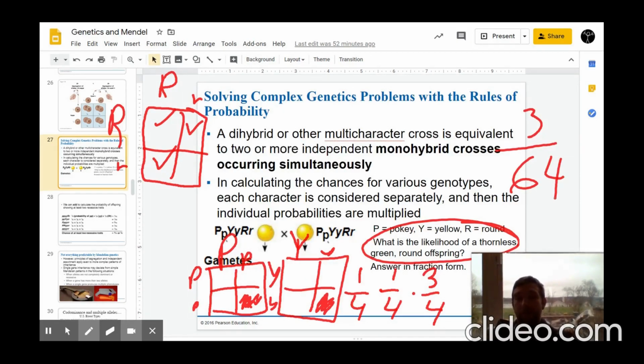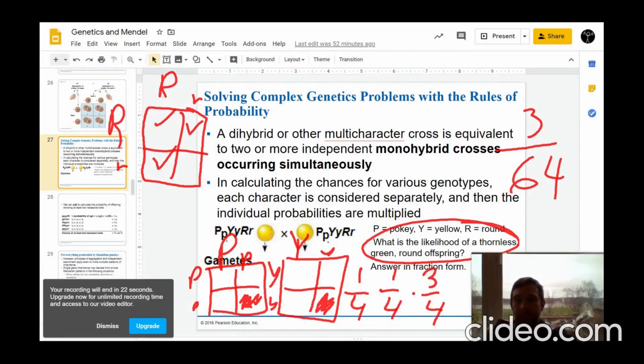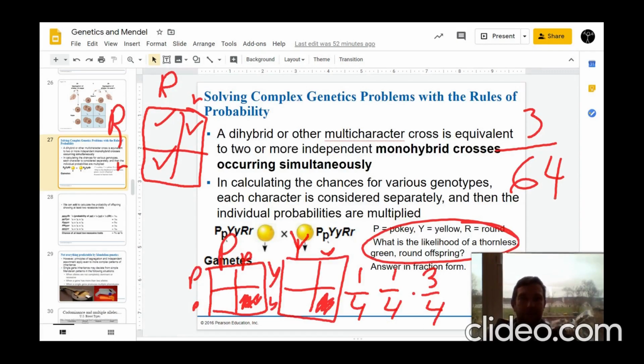And we could do this for all the other characteristic combinations that we could come up with, but we've really saved ourselves making a gigantic Punnett square and then crossing our eyes trying to figure out what's going on with the traits in here. Where do we find the thornless, green, round offspring? Because those can be kind of hard to find. I don't know how to get rid of the writing on my screen, so I'm going to pause here.